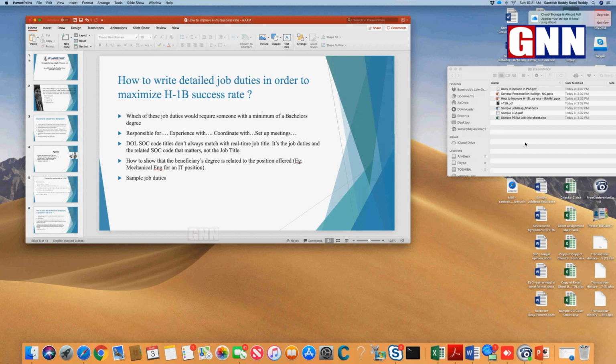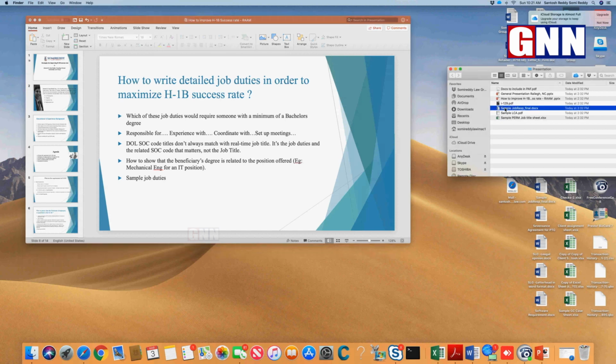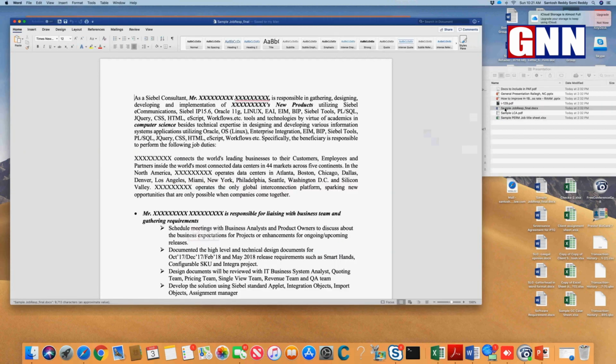That is, to copy the petition or to fill out the forms, you don't need someone with a bachelor's degree in law. Whereas in order for somebody to do a legal analysis, you would need somebody with a bachelor's degree in law. So it's very important that you provide detailed job duties, so that the officer, when he looks at it, should be able to make a decision whether the position requires a bachelor's degree or not. I'll give you a sample job duty document.